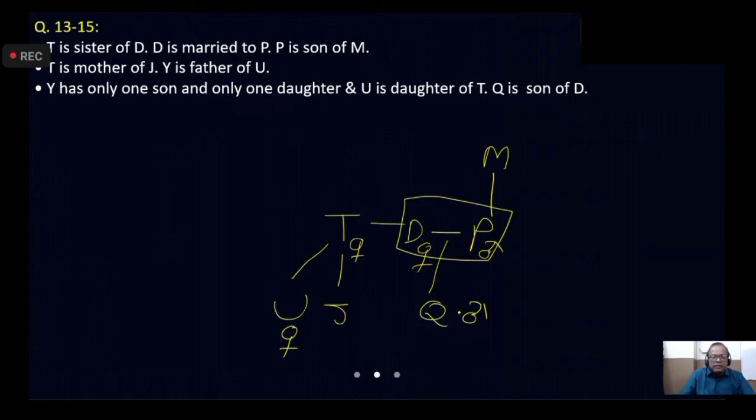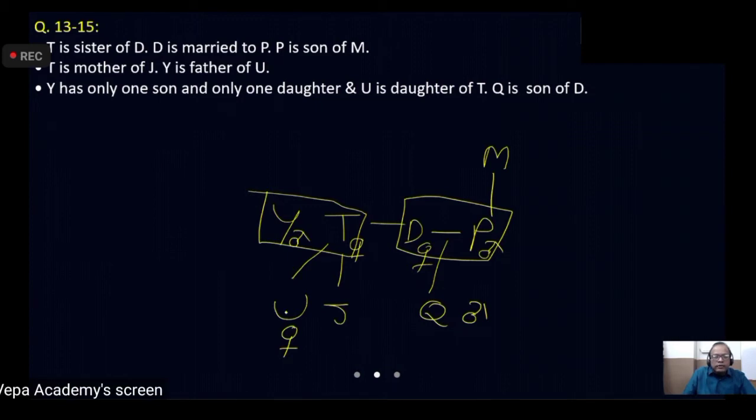Right. Now, this is incomplete. We left some instructions. Let us see them. Y is father of U. Already U is there. We know T is mother. So Y is father, which means he is male, and these two are husband and wife. Y is father of U, that is represented. Then Y has only one son and only one daughter. Y and T couple, they have 2 children. Out of them, U is female. That means J must be male. Now the condition Y has only one son and only one daughter is satisfied.